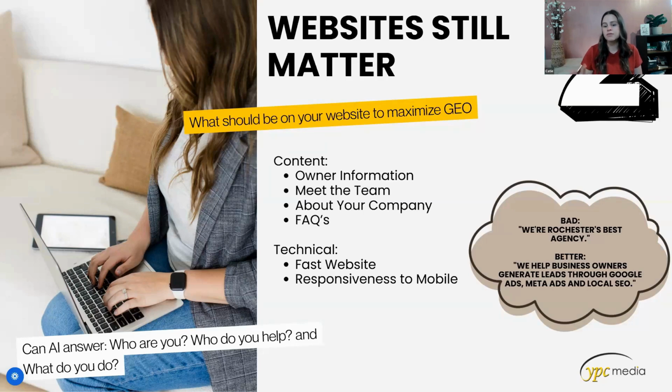So as far as content, I kind of put in the blurb that now considered bad is saying we're Rochester's best agency. That doesn't really answer a lot of questions. It's a great title, but it's not going to answer those things for an AI model. So what's something better? We help business owners generate leads through Google Ads, Meta Ads, and local SEO. We all know we do more than some of those things, but we're answering specific questions as some of our headlines. So thinking about that when it comes to your website is very, very important.